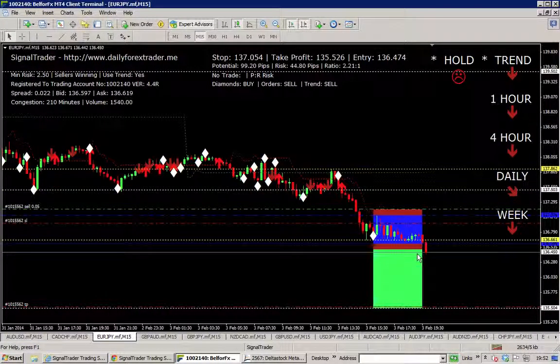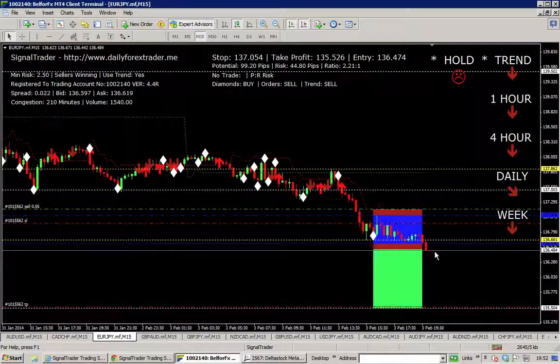In this case, in fact, look at the way it's dropped now. It's just dropping like mad at the moment. And I suspect there's something going on at 8 o'clock. There's nothing in the news.